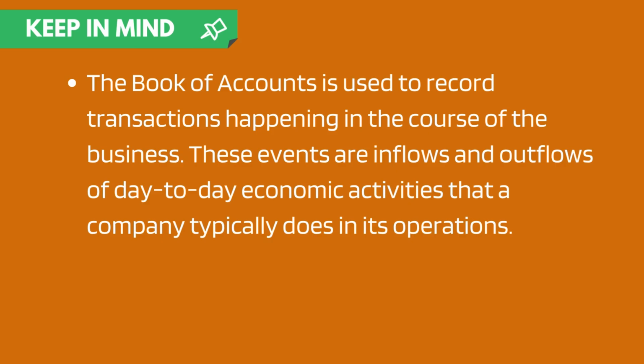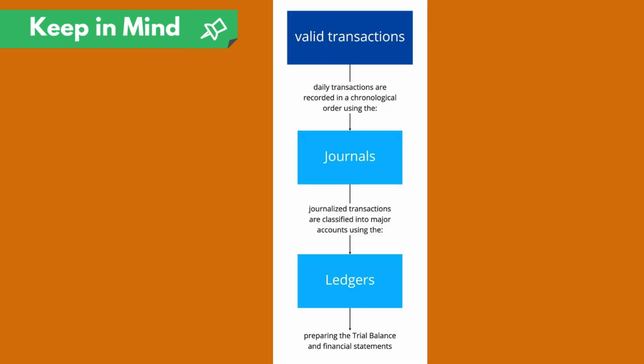To wrap up our discussion, please keep in mind that the Book of Accounts is used to record transactions happening in the course of the business. These events are inflows and outflows of day-to-day economic activities that a company typically does in its operations. The two types of books of accounts are journals and ledgers. A journal is used to record business transactions. A ledger is used to provide an organized list of accounts that are used to prepare financial statements.